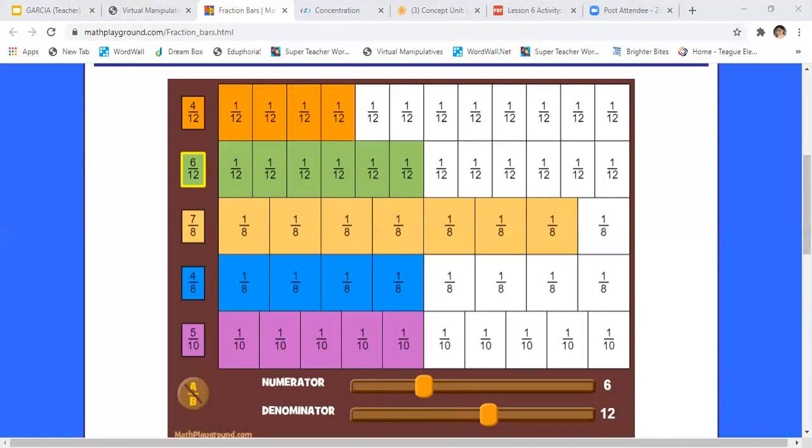And that is how I'm going to use these particular virtual manipulatives for the fraction tiles, and I hope that you get to use them too.